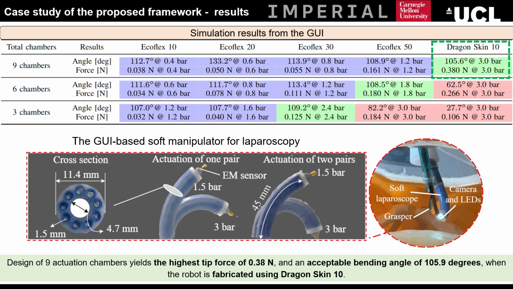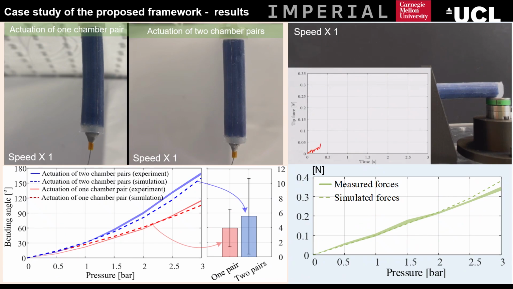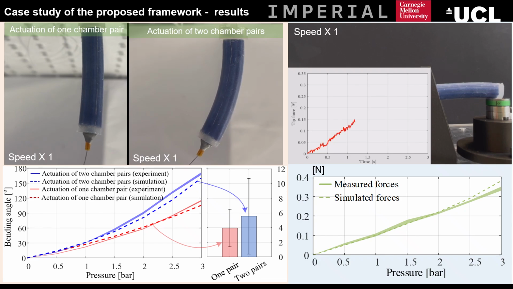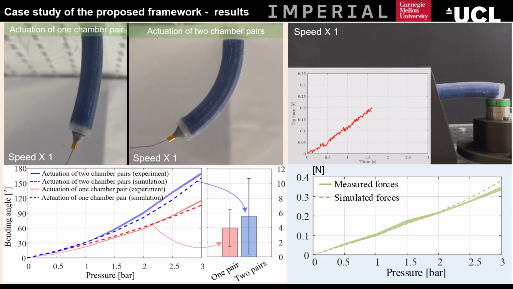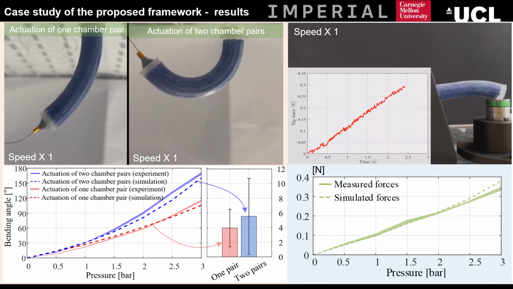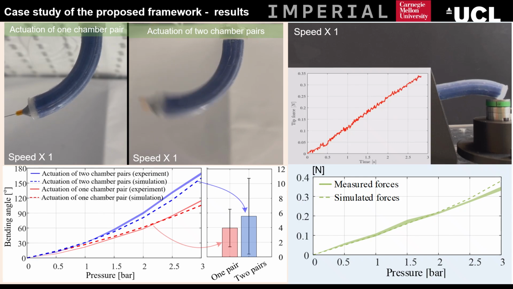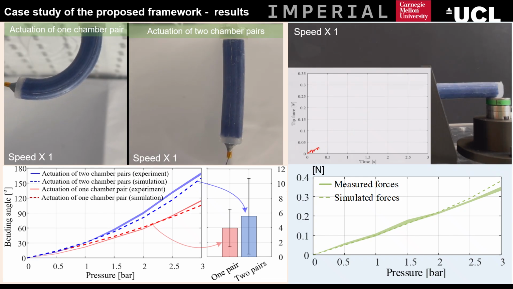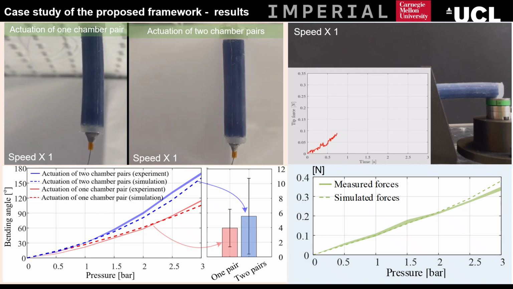We then fabricated the manipulator directly from these dimensions and using the proposed fabrication paradigm. The evaluation platform is then used to characterize the performance of the fabricated robot. Results show that the maximum bending angles achieved are 150 degrees and 170 degrees for the single and two pair actuations respectively. The corresponding average modeling errors are 4 degrees and 5.6 degrees.